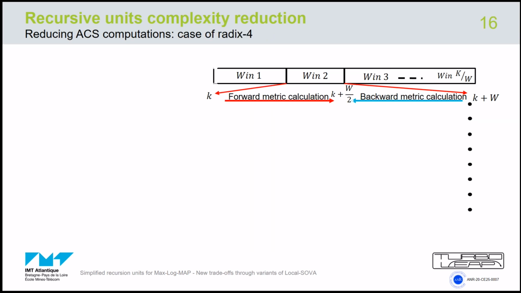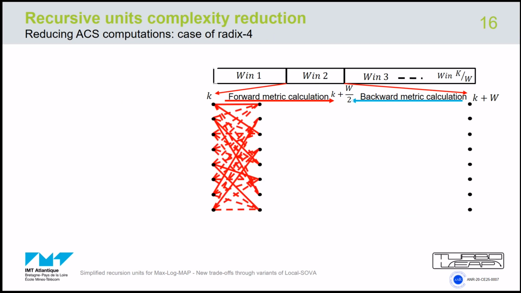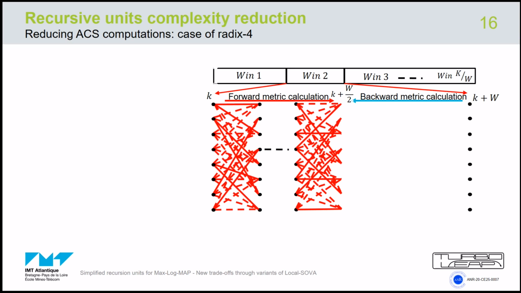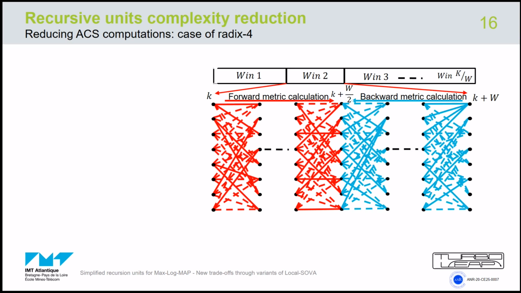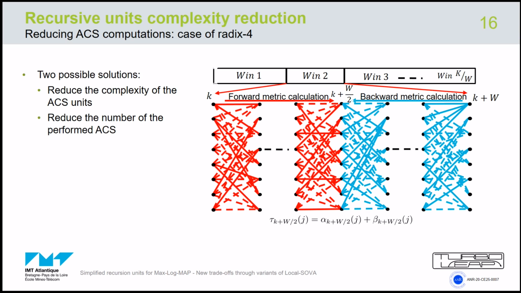where the forward metric is calculated by steps of 2 from the start of a subtrellis to its middle, and the backward metric is calculated from the end of a subtrellis to its middle. When meeting in the middle, the forward alpha and the backward beta recursions are known, and therefore a new metric is defined as the sum of alpha plus beta. This metric is called tau and can be used as input for the soft output unit.